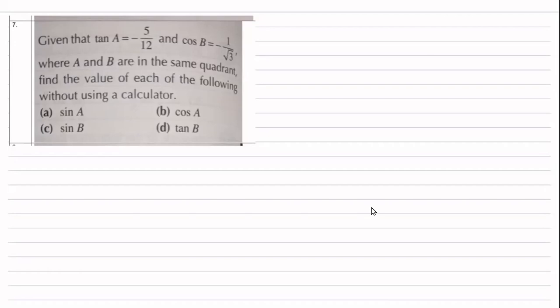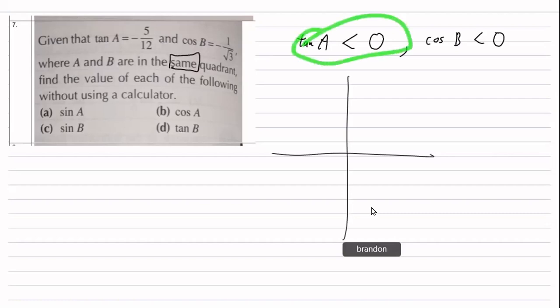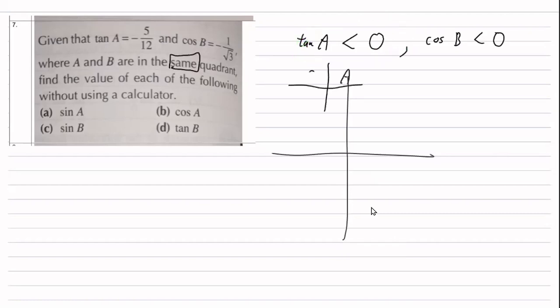So this one is a bit sophisticated. Let's think carefully. Tangent A here is negative 5/12. I don't care that it's 5/12. I care that it's less than 0. Cosine B here is negative 1/√3. I also don't care about its value. I just care that it's negative. Can you tell me, if they are both in the same quadrant, or before that, tangent A is negative, what quadrant could it be? It means it is in the second quadrant.